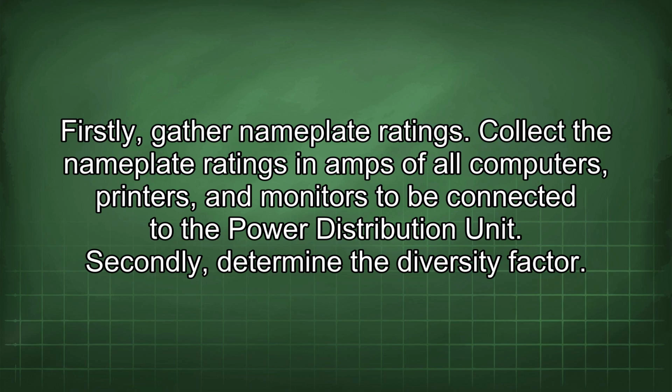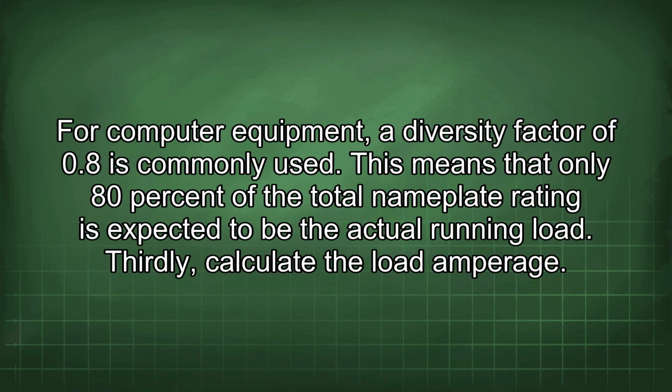Firstly, gather nameplate ratings. Collect the nameplate ratings and amps of all computers, printers, and monitors to be connected to the power distribution unit. Secondly, determine the diversity factor. For computer equipment, a diversity factor of 0.8 is commonly used. This means that only 80% of the total nameplate rating is expected to be the actual running load.